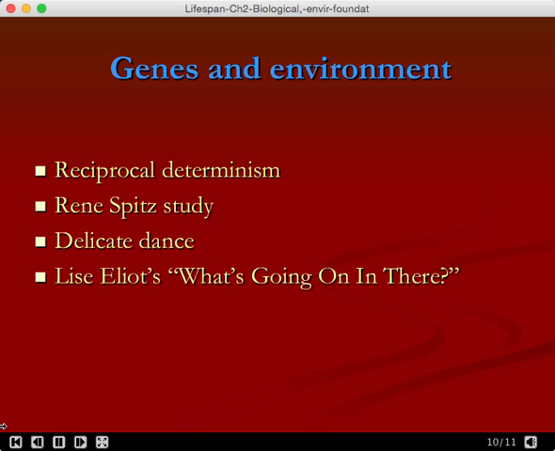Brain development is a delicate dance between nature and nurture, between genes and environment. Genes program the sequence of brain development. The quality of brain development is programmed by the environment. Genes are like gravity pulling downward. Environment is the rocks, the trees, the holes which divert that pull of gravity in a specific way.